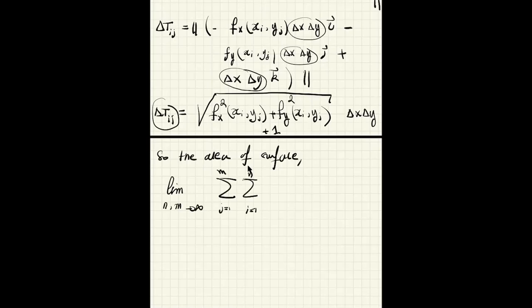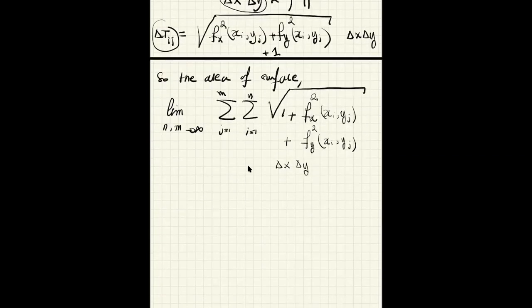okay, square root of 1, same thing here, plus f_y squared, times delta x delta y. So remember, the definition of a double integral, that's exactly the same thing. We just have another function here. It's always the same thing. We'll have delta x delta y and something here.